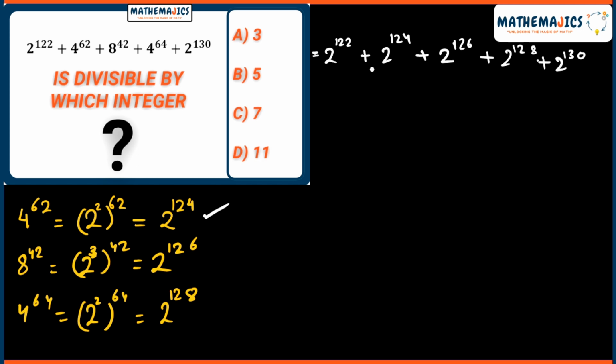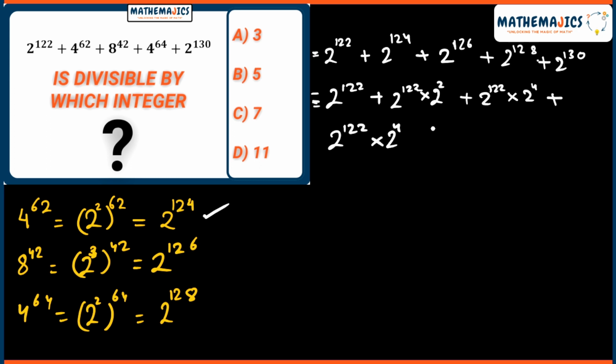If you know what a geometric progression is, it becomes easy for you to solve this. Now, for those who don't know what a geometric progression is, we can solve it in a different way. Now, we can write this expression in a different way. 2 raised to power 122. We can write the second term as 2 raised to power 122 times 2 raised to power 2. Similarly, we can write the third term as 2 raised to power 122 times 2 raised to power 4. Fourth term can be written as 2 raised to power 122 times 2 raised to power 6, plus 2 raised to power 122 times 2 raised to power 8.